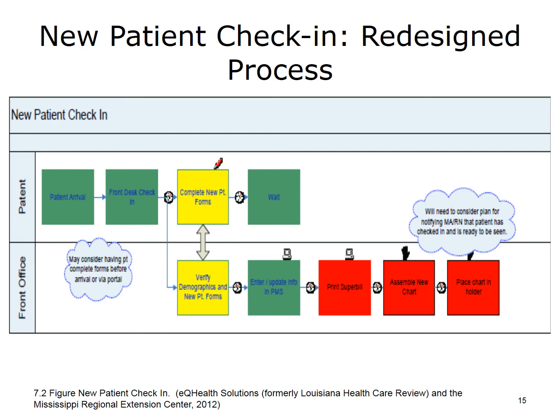The fifth process step, green and the last performed by the patient, denotes the patient waiting until called to be seen. The sixth process step, green and performed by the front office, is the entry of the new patient form into the practice management system, or PMS. The seventh, eighth, and ninth steps are red and performed by the front office. They include printing a superbill, assemble new chart, and place chart in holder. A cloud to the top of these last process boxes states, "We'll need to consider plan for notifying the medical assistant, registered nurse, that the patient has checked in and is ready to be seen."